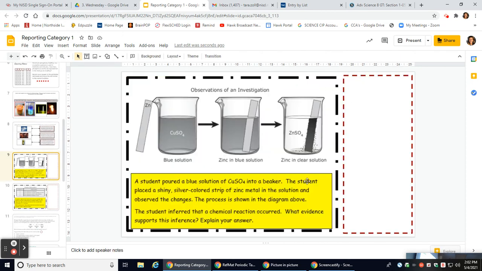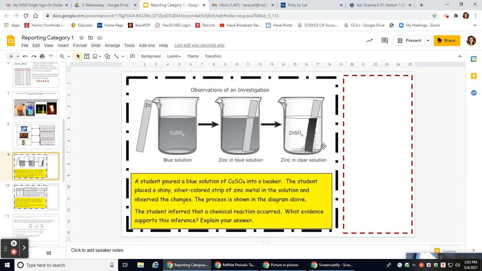Here is a former STAAR test question. It says a student poured a blue solution of CuSO4 into a beaker. The student placed a shiny colored strip of zinc metal into the solution and observed the changes. The process is shown in this diagram. The student inferred that a chemical reaction occurred. What supports this inference? Explain your answer.